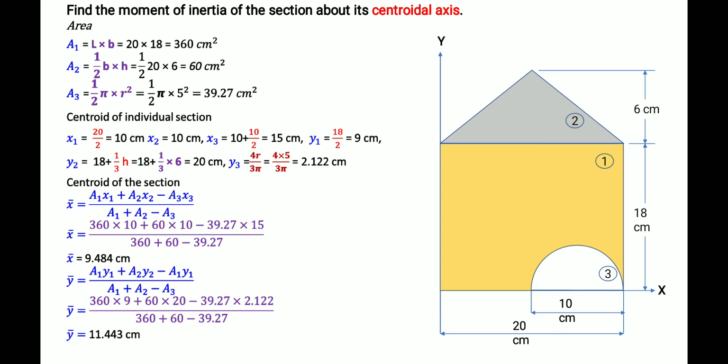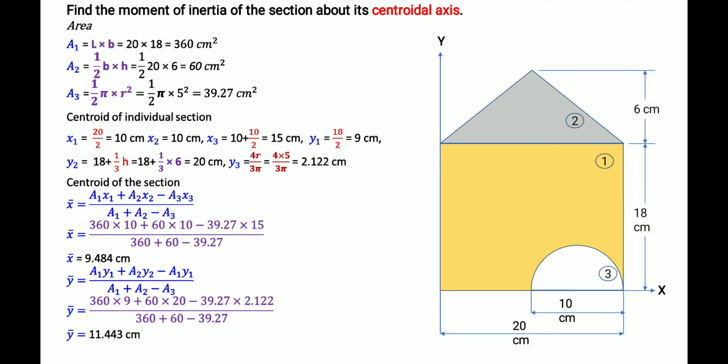Then we can find the areas of the sections. First the rectangle: the area will be length into breadth. Length will be 20 and height will be 18. And then for the triangle, the area is half b h. Half into base 20 into height of the triangle, which is 6 centimeter.